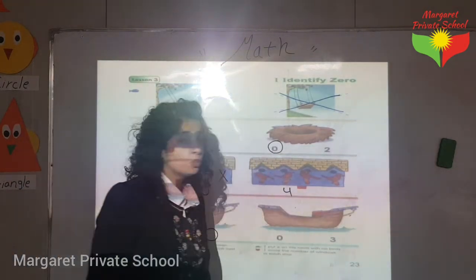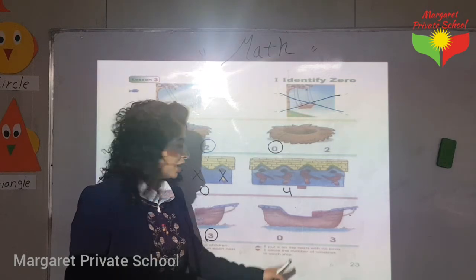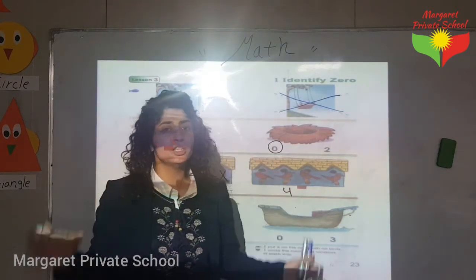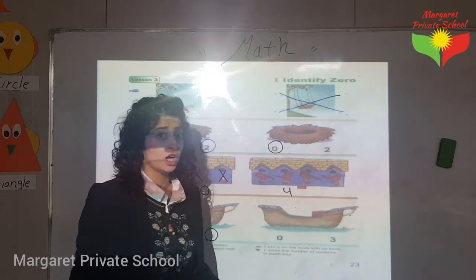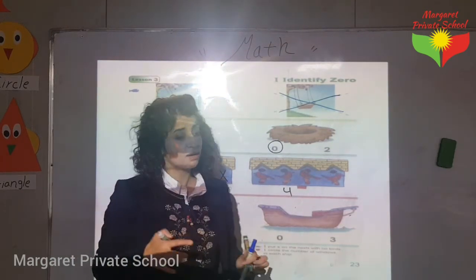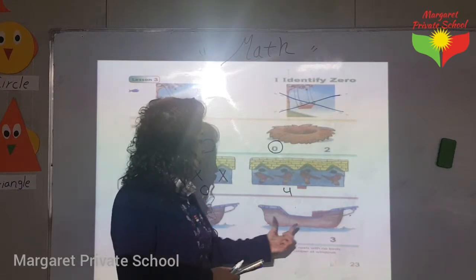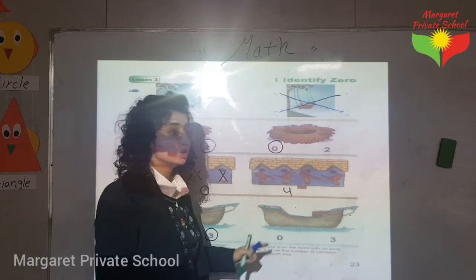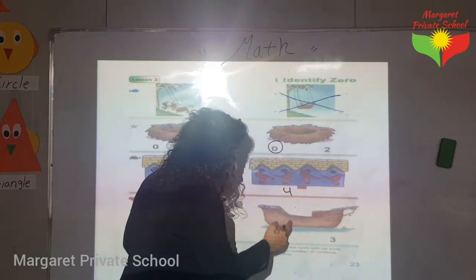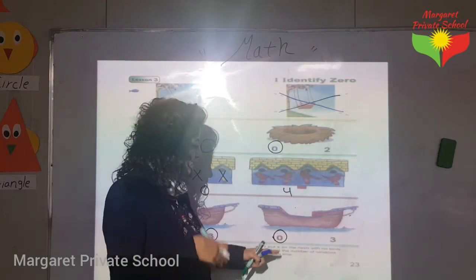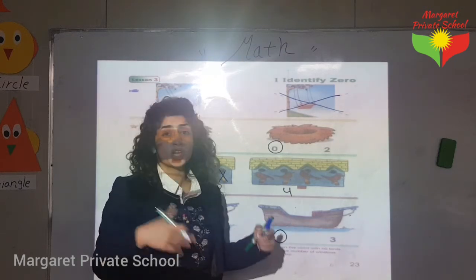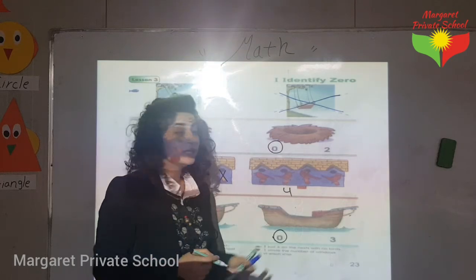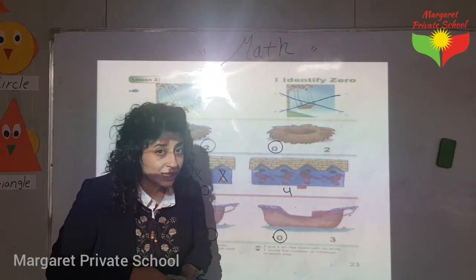Are there any windows here? No, we don't have any windows. Because we don't have any windows, we don't have anything from here. It means 0. Okay, 0. Nothing, no window is 0.